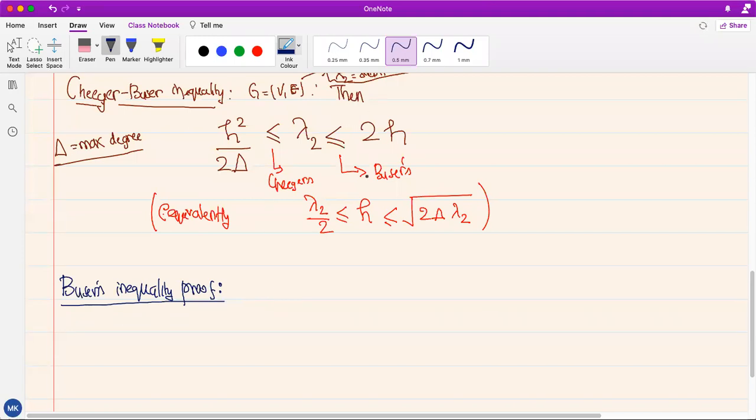I want to prove lambda 2 is less than or equal to 2h. Now let me ask you: how can you get upper bounds for an eigenvalue? Exact computation is okay, you can do it on a computer numerically, but what do you know about eigenvalues of a symmetric matrix? This is a good point for discussion of that. What do you know about eigenvalues of a symmetric matrix?